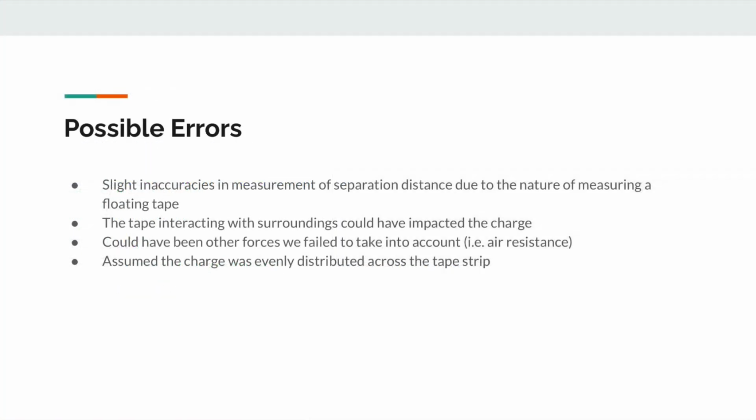Some possible errors are that there are slight inaccuracies in the measurements of separation distance due to the nature of measuring a floating tape. Holding up a ruler next to it is not the most accurate. The tape interacting with the surroundings could have impacted the charge, such as touching our hands as we operated it, or being near the table, or the computer stands that we used to hold up the tape. There also could have been other forces that we failed to take into account, such as air resistance, and we also assumed that the charge is evenly distributed across the tape and used the charge as a point charge. All of those would affect the math slightly.